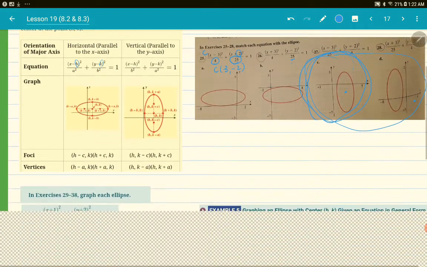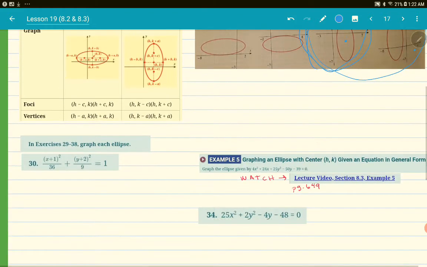Okay, so that's that first section. And then moving on to 29 through 38, you have every other odd in this section. So I pulled out some evens to do for practice.